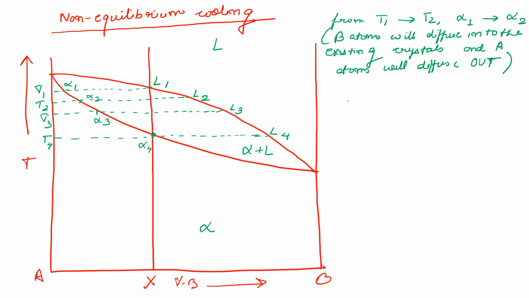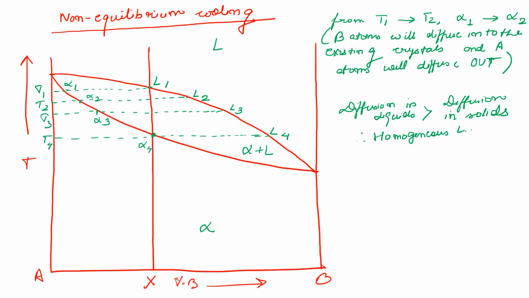But as we know, diffusion in liquids is higher than diffusion in solids. That's the reason why we don't see immiscibility in liquid. So we have a completely homogeneous liquid, but the solids will be heterogeneous in composition. That's the reason why we have homogeneous liquid phases, but not solids, right?